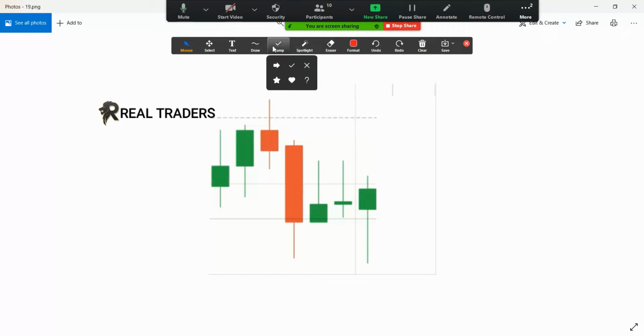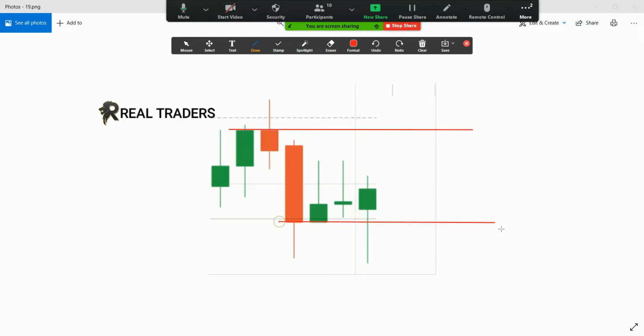Okay, what about this one? Let me draw the level here. We just see a resistance level here and a support level here. There is a hammer candle. What will you do, higher option or lower option? Tell me please.